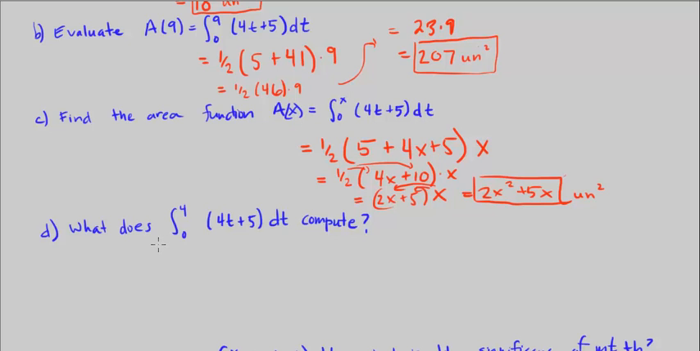Part D asks, this should be x here. Let me use blue. So part D says, what does the integral from 0 to x of 4t plus 5 dt compute? Well, we know that this is just computing the area under the curve from 0 to x. This is the same thing as the area under our curve 4t plus 5 between 0 and x, right?